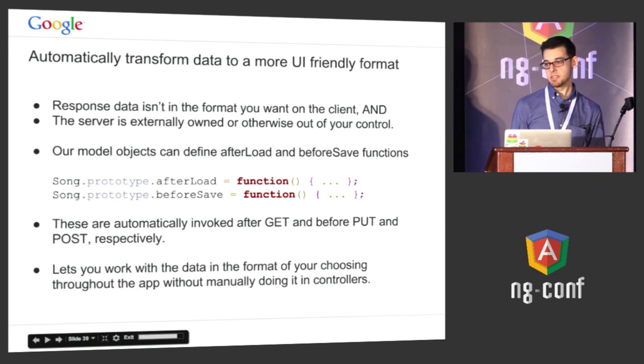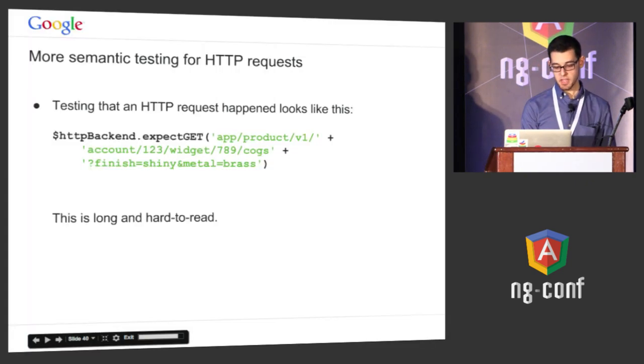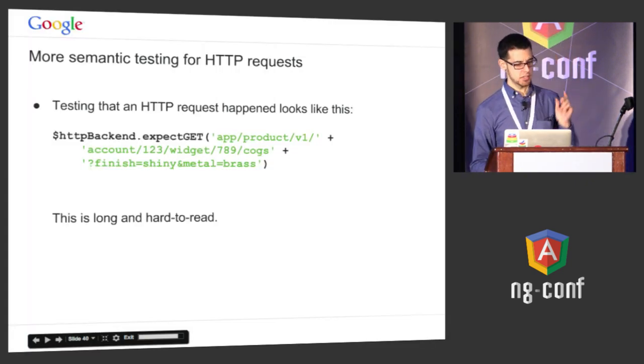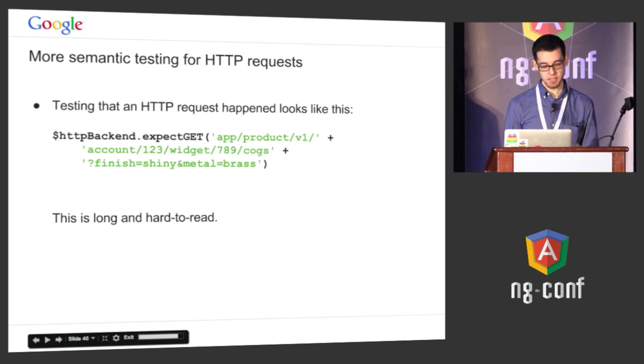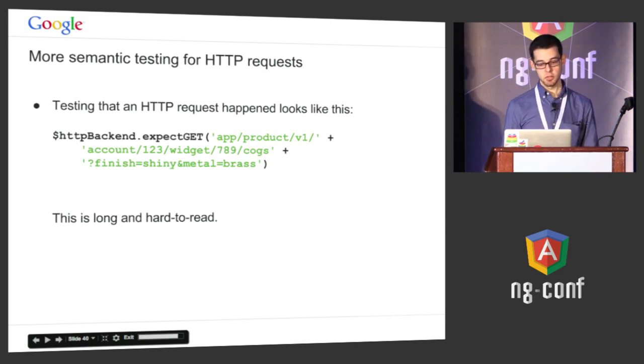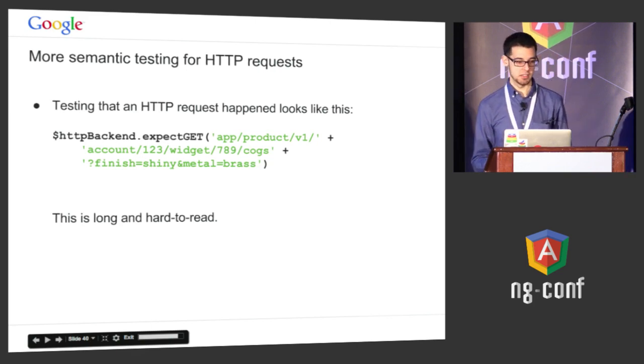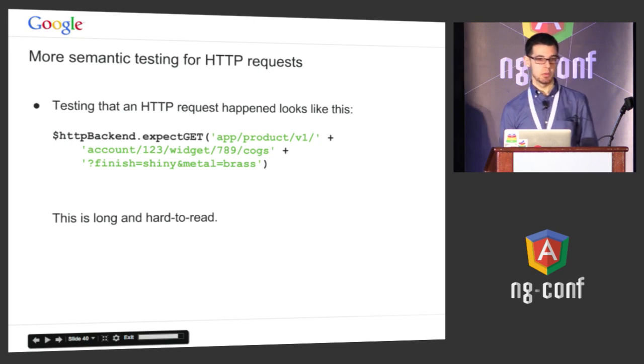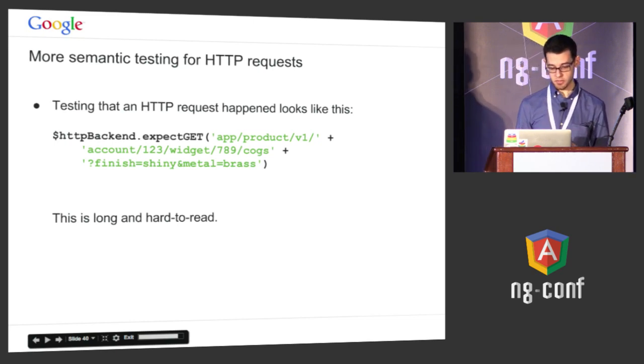And the same idea doesn't apply to just your production code. It should also be applied to your tests as well. So most of you, I'm sure, are familiar with HTTP backend for testing your HTTP requests. It looks something like this. You're saying with your HTTP method, you're expecting a request to occur that matches this URL. But these URLs over time get longer, especially if you have a lot of query string parameters. They're hard to read, hard to change, and hard to debug. So we weren't really happy with using these all over the place.